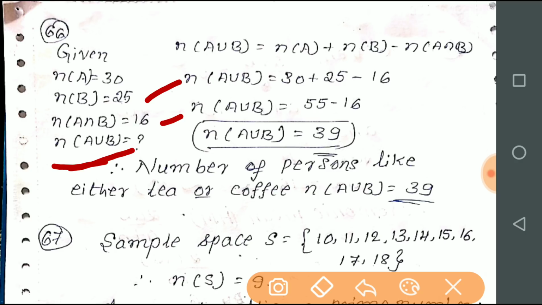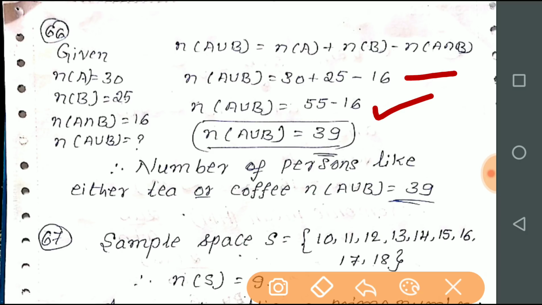We have the formula n of A union B is equal to n of A plus n of B minus n of A intersection B. Then substitute the values, we get n of A union B is equal to 30 plus 25 minus 16. Then simplify, it implies 55 minus 16. Therefore, n of A union B is equal to 39. Therefore, the number of persons who like either tea or coffee is found to be 39.